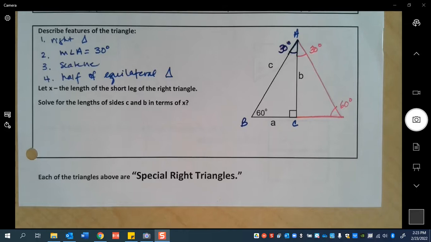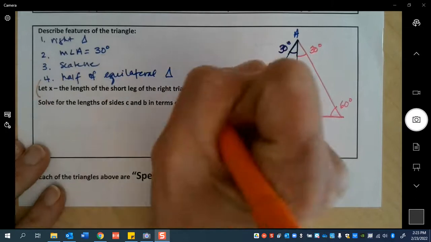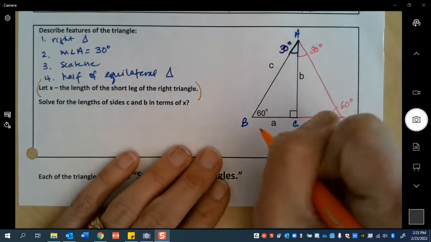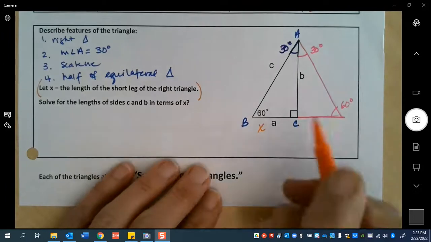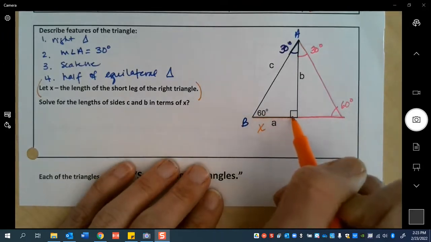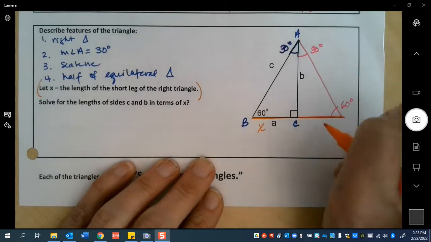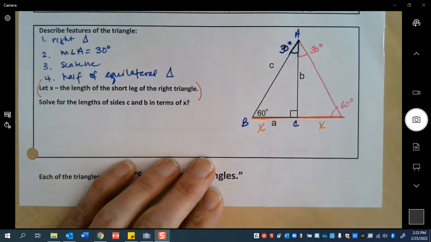But once we know it's half of the equilateral, that gives me a conversation about side length. Because, follow me here, it says let x equal the length of the short leg of the right triangle. So we're going to call this x. If this is x, then what would this value be? Yeah, that would also be x.